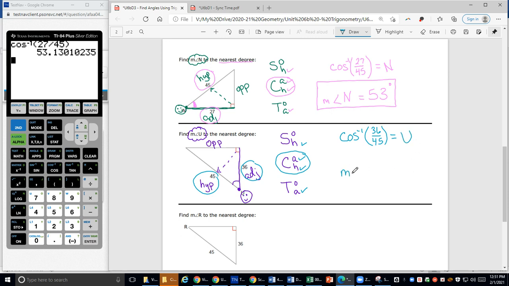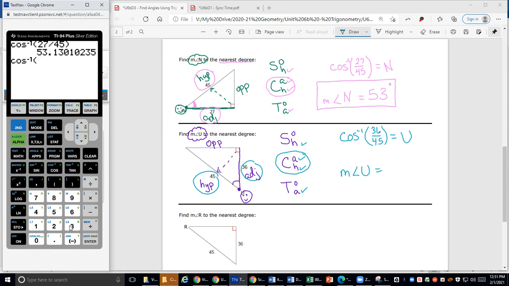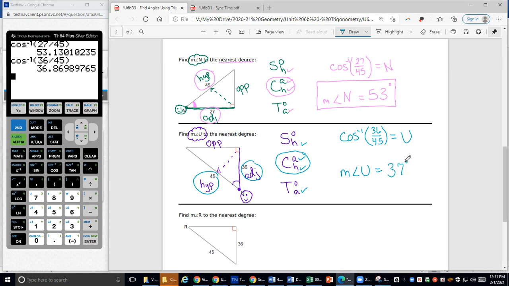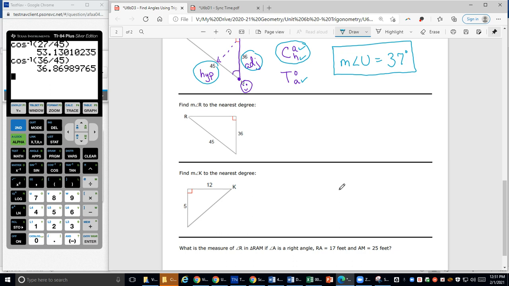Okay, so then my answer, the measure of angle U, is what we're going to get when we type this in the calculator. Inverse cosine, so second cosine of 36 divided by 45, put my seatbelt on, close those parentheses, and I get 36.8698965, and I'm going to round that to the whole place because it wants me to the nearest degree. So that 8 is going to bump that to a 37 degrees. 37 degrees is the measure of angle U. Okay, let's look at the next two examples.